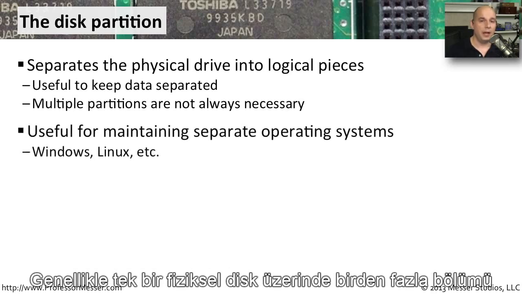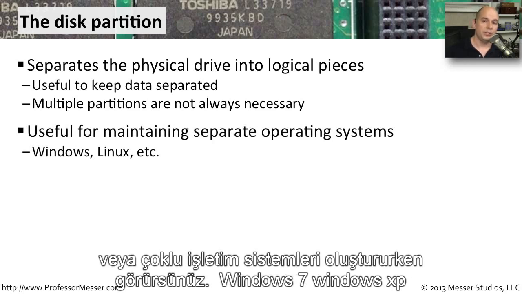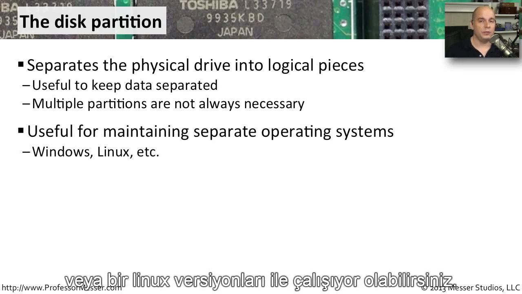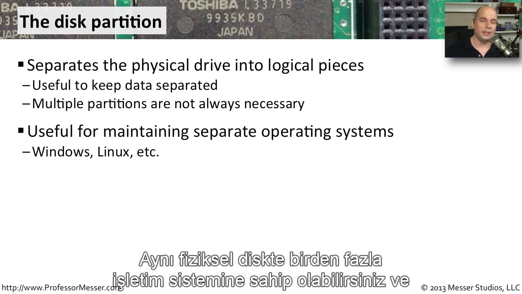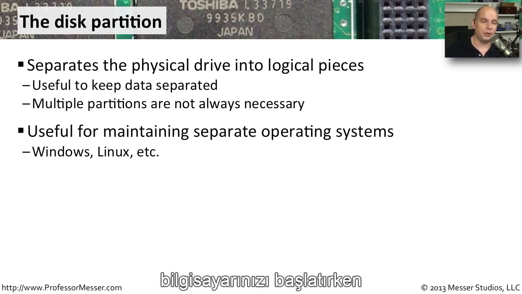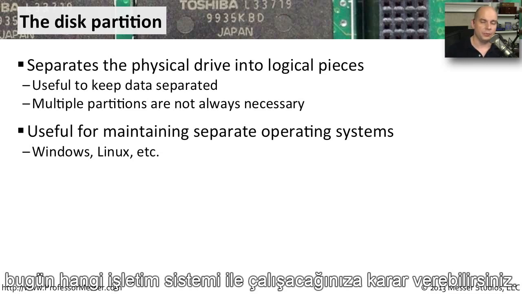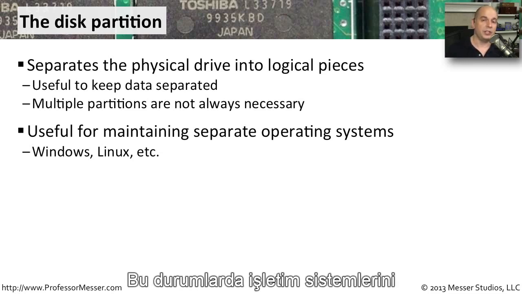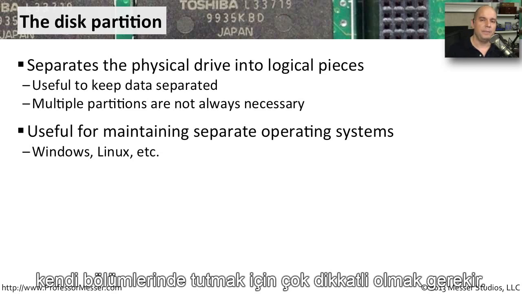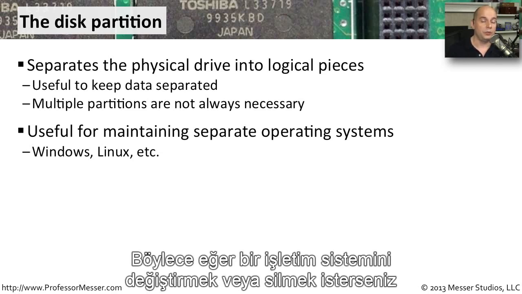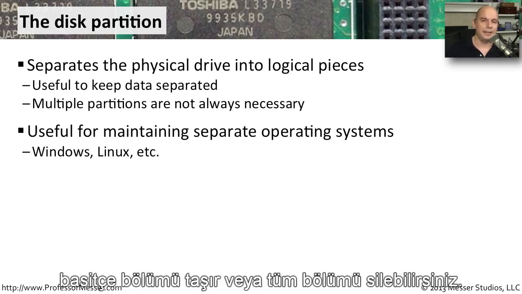One place where you do commonly see multiple partitions on a single physical drive is when you're installing multiple operating systems. You might be running Windows 7, Windows XP, a version of Linux. You can have multiple operating systems on the same physical disk, and when you start up your computer, you can decide which one of those you'd like to run today. In those situations, it makes a lot of sense to keep the operating systems within their own partitions. That way, if you wanted to change or remove an entire operating system, you simply move or delete that entire partition.